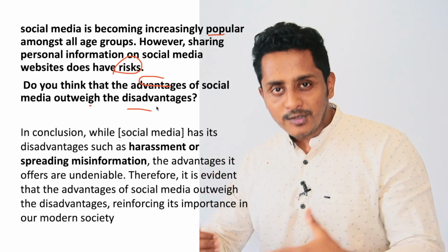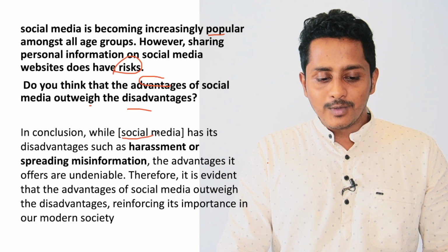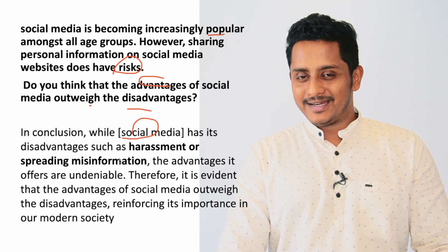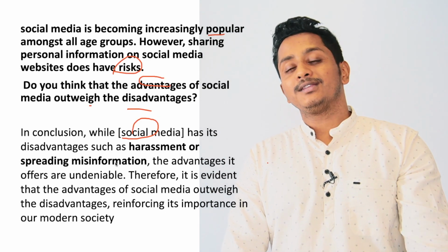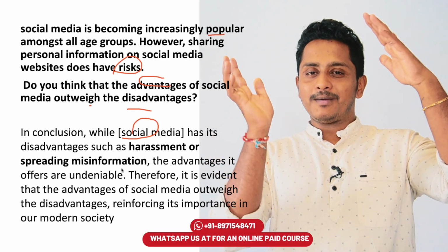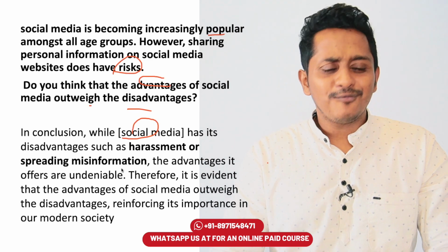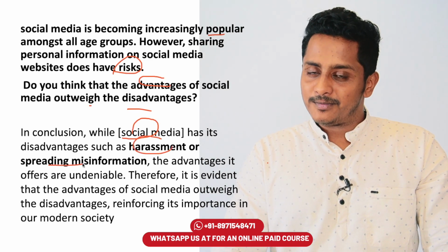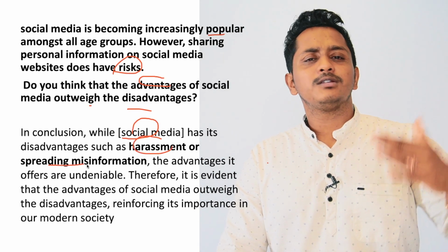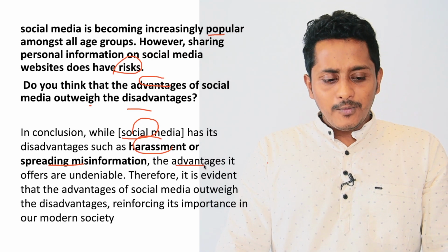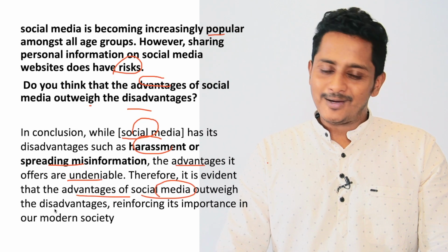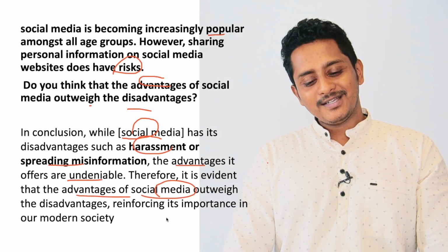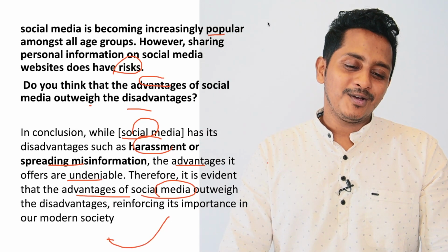Now we go to the fourth paragraph. In conclusion, while social media has its disadvantages, such as whatever disadvantages that you wrote above in the second or the third paragraph, take 1 or 2 words, harassment or spreading misinformation, or whatever you have written in the above paragraph, the advantages it offers are undeniable. Therefore, it is evident that advantages of social media outweigh the disadvantages, reinforcing its importance in modern society. What you got to do?